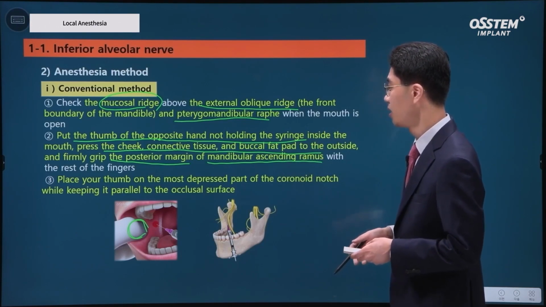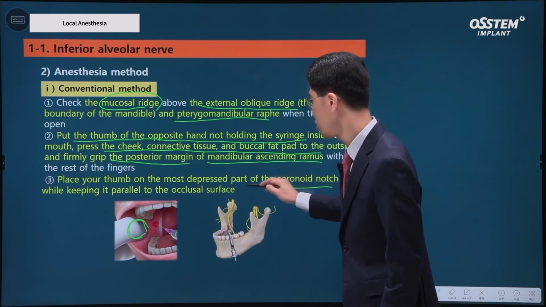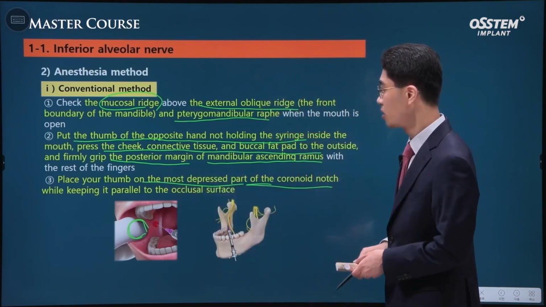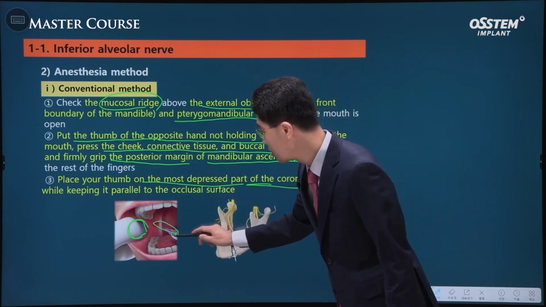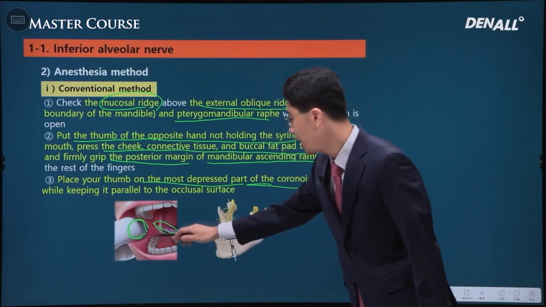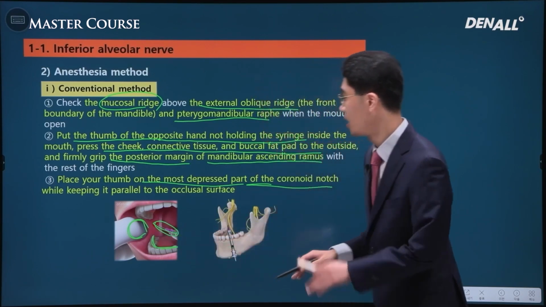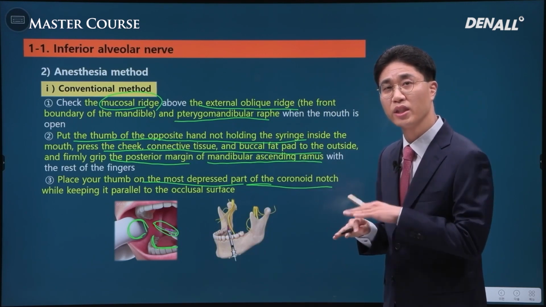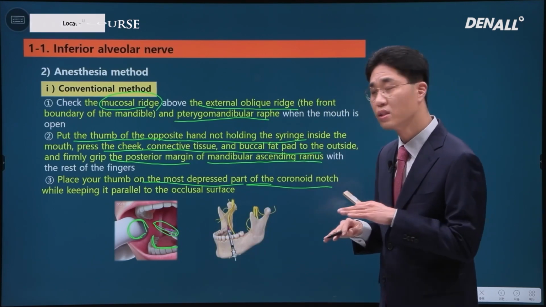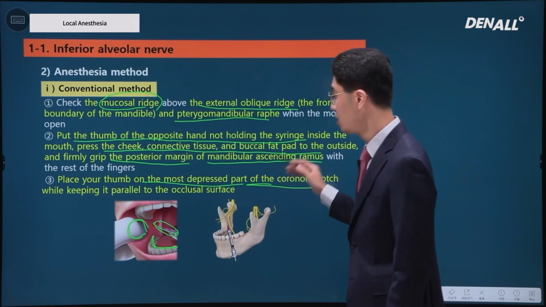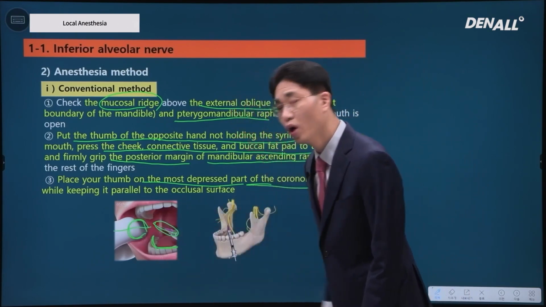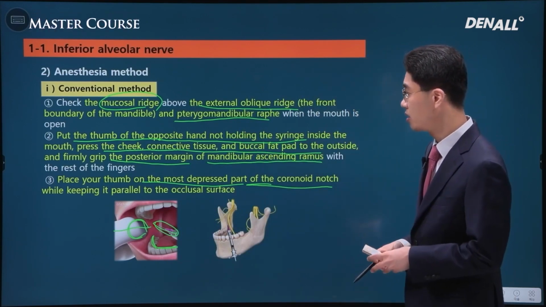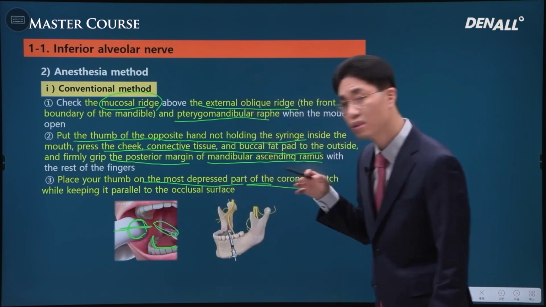After that, place your thumb on the most depressed part of the coronoid notch while keeping it parallel to the occlusal surface. This point where the needle goes in needs to be in parallel with the occlusal surface. Everyone has a different oral structure, so it may vary, and it is normally positioned about 1 centimeter above. I'm going to talk about it later, but at about the middle point of your thumb, that's where the needle is going to go in.